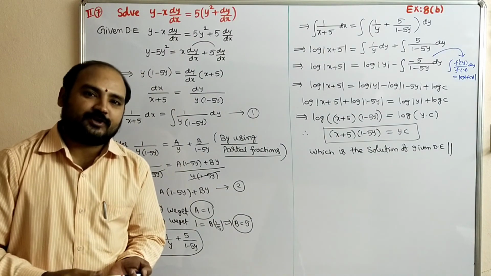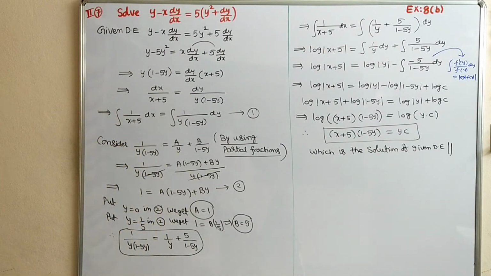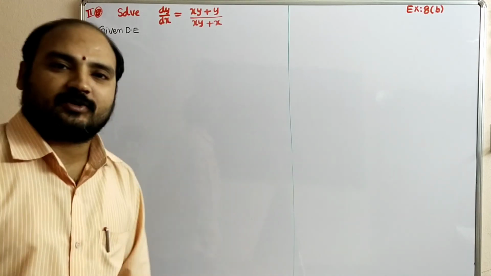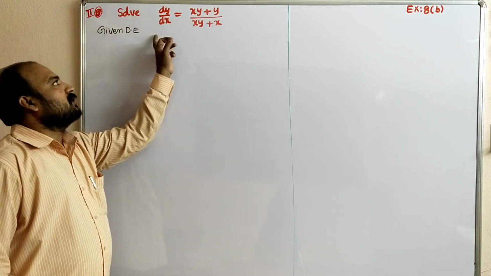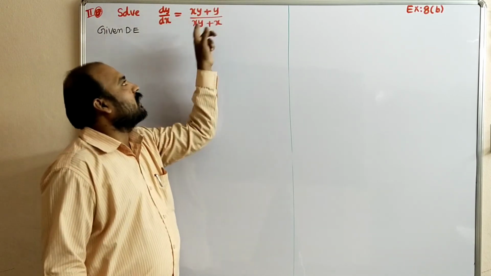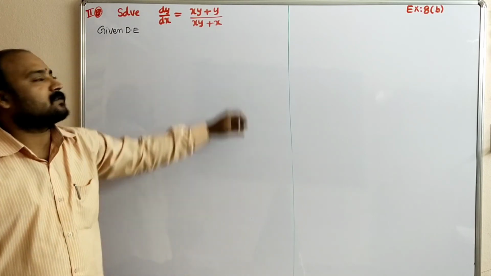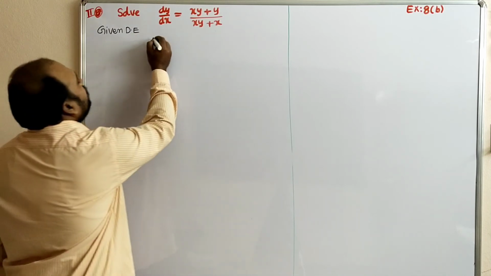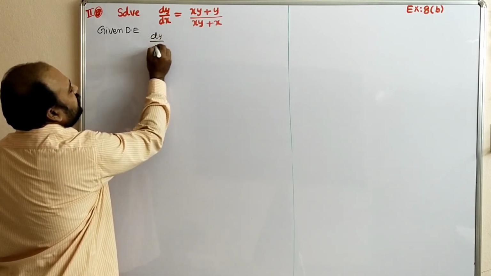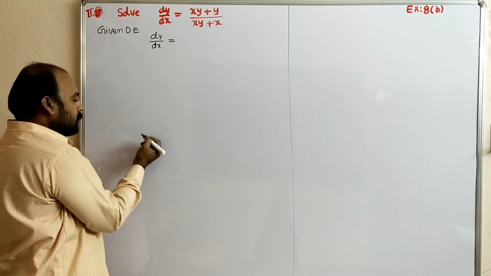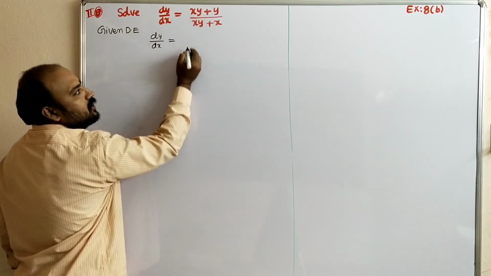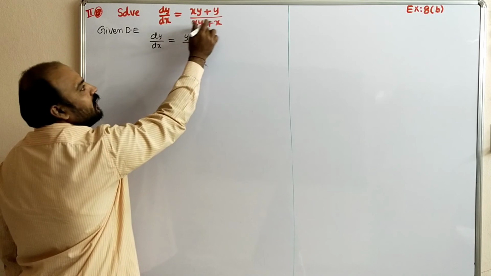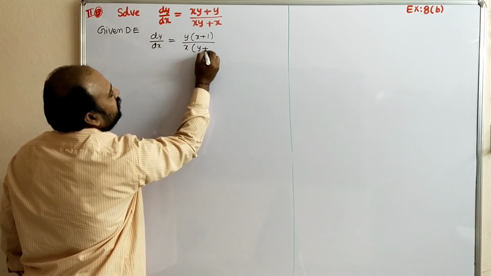We'll move to the next question. The next question: solve dy by dx equal to (xy plus y) divided by (xy plus x). So here, first the given differential equation, how to write it? dy by dx: first from the numerator I am taking y common, y into (x plus 1), divided by, from the denominator x you can take common, x into (y plus 1).